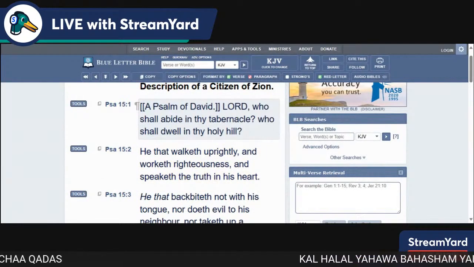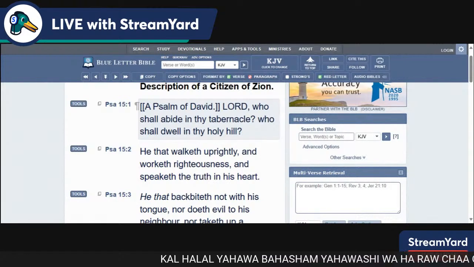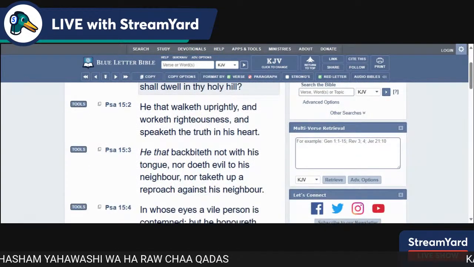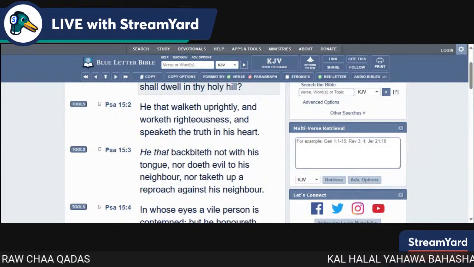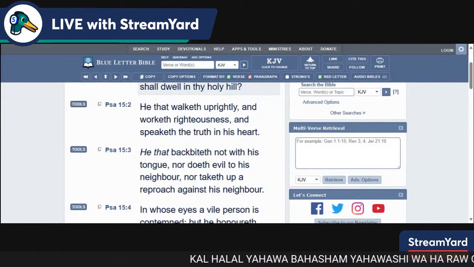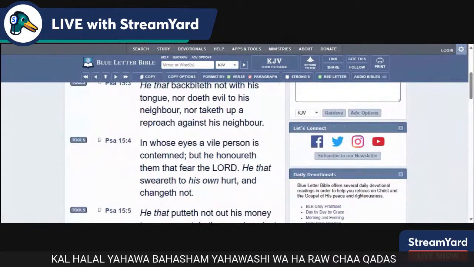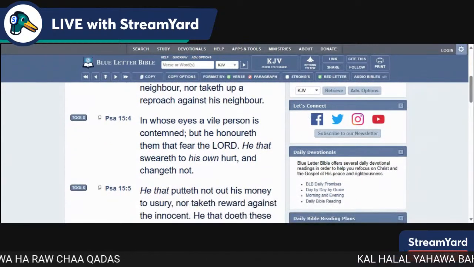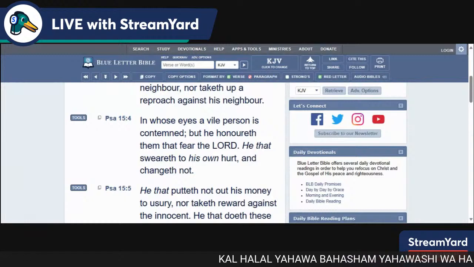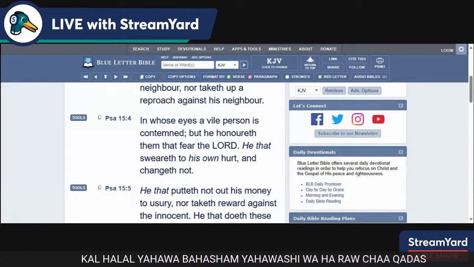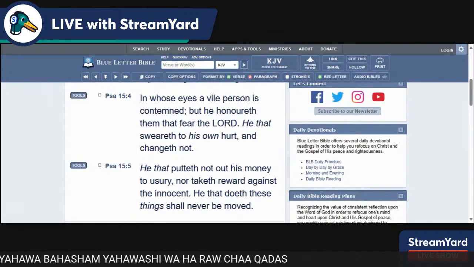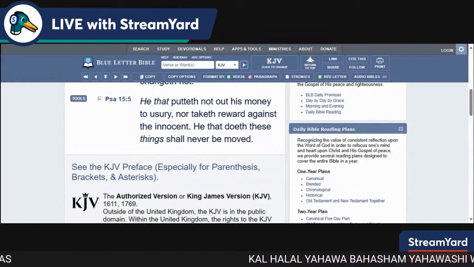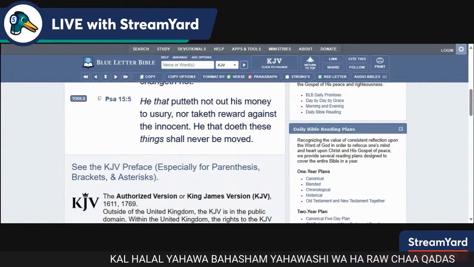Lord Yahweh, who shall abide in thy tabernacle? Who shall dwell in the holy hill? He that walketh uprightly and worketh righteousness, and speaketh the truth in his heart. He that backbiteth not with his tongue, nor doeth evil to his neighbor, nor taketh up a reproach against his neighbor, and in whose eyes a vile person is contemned. But he honoreth them that fear the Lord, he that sweareth to his own hurt and changes not, he that putteth not out his money to usury, nor taketh reward against the innocent. He that doeth these things shall never be moved.